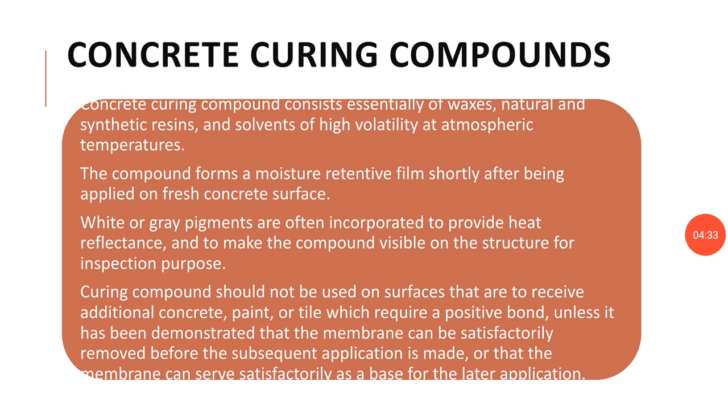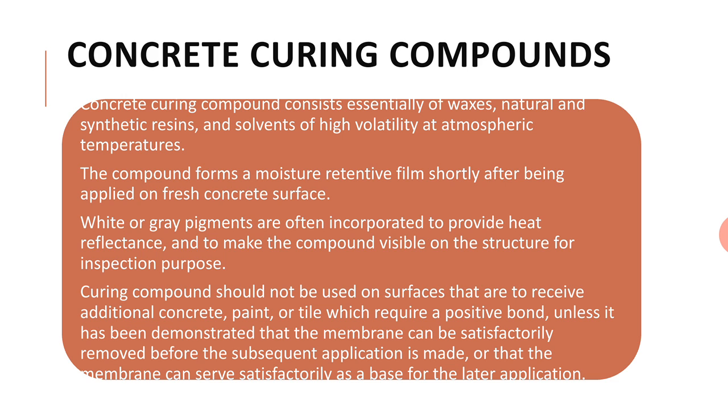Concrete curing compounds. Concrete curing compound consists essentially of wax, natural and synthetic resin, and solvent of high volatility at atmospheric temperature. The compound forms a moisture retentive film on the surface of the concrete. White or grey pigment are often used to identify that the structure is cured and for heat reflectance.